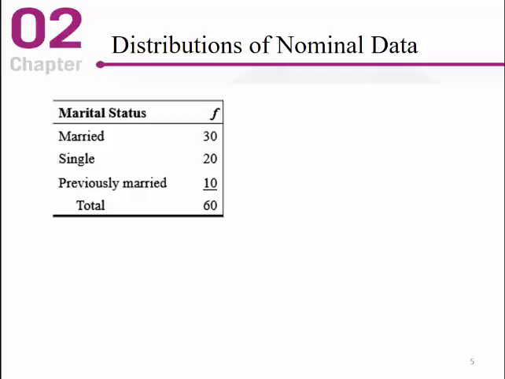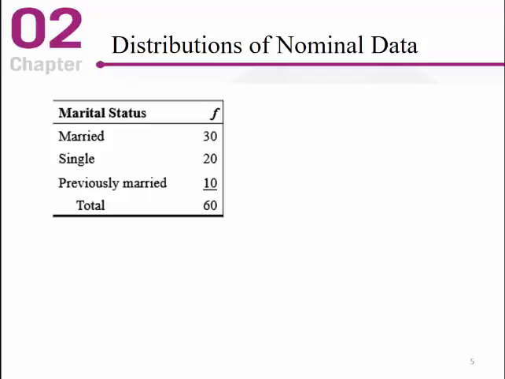And so you can see that we have, again, by our rules, marital status with the categories in the first column, and then in the second column the frequency. So in this case we had 30 people that were married, 20 that were single, and 10 that were previously married. So we had a total number of people, or the sum of all our frequencies, 60, right? The 30 plus 20 plus 10. So we have 60 people in our sample.